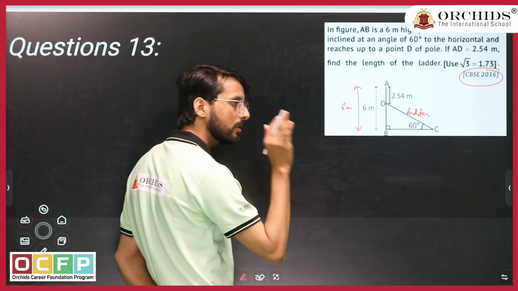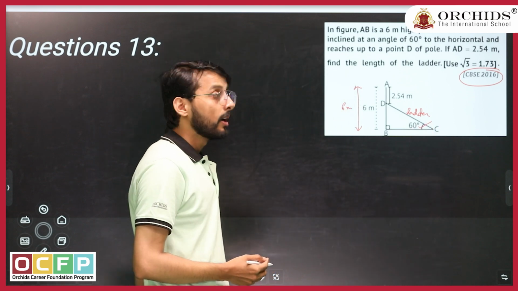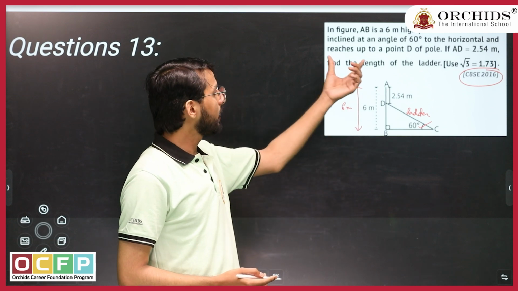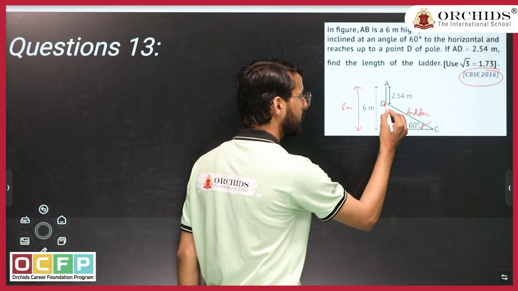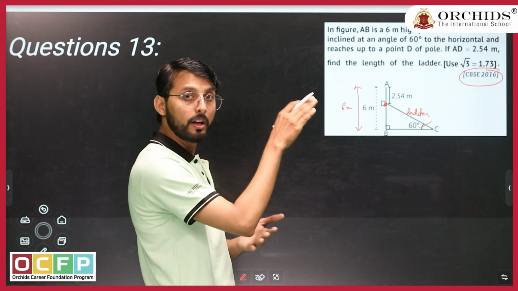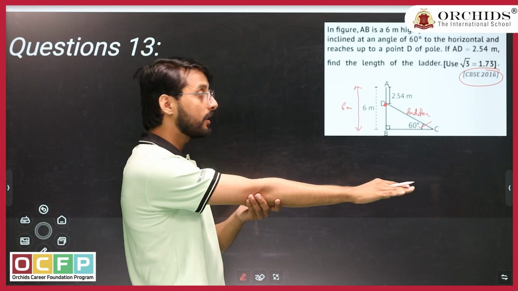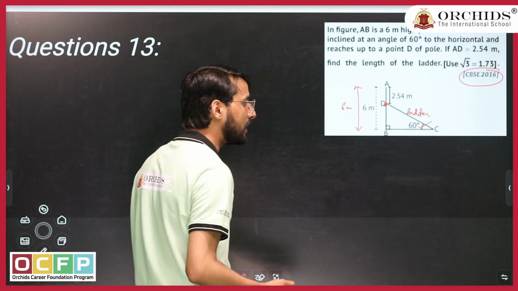This is your ladder which is inclined on the wall with an angle of elevation of 60 degrees. So the inclination is 60 degrees to the horizontal part, that is BC, and it reaches up to a point D of the pole. This is the point D, the top point of the ladder. Now find the length of the ladder. We have to find the length of DC.